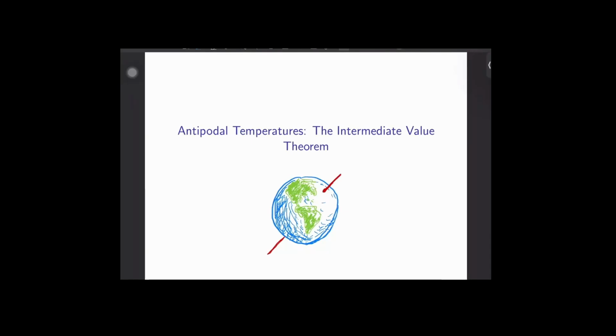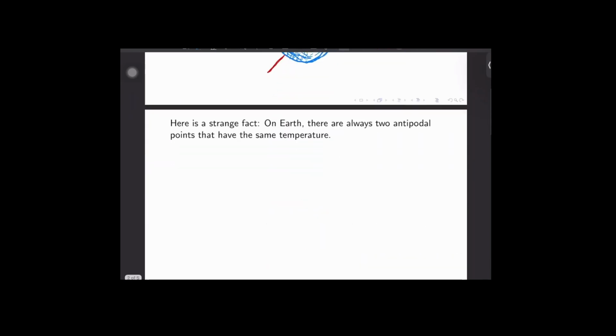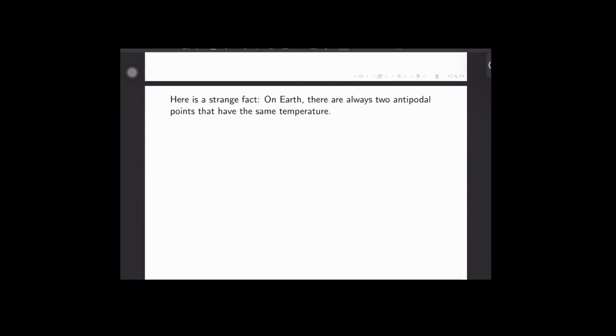So we've been talking a little bit about the intermediate value theorem, and while it seems like a bit of a banal result, it's actually a lot deeper than it looks like at first blush. It can tell us some pretty strange and fascinating things, and it's of importance in a more theoretical context as well. But the example we're going to look at right now is a bit of a classic, and it's stated as follows. On Earth, there are always two antipodal points that have the same temperature.